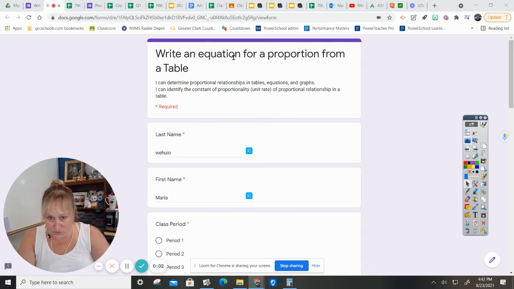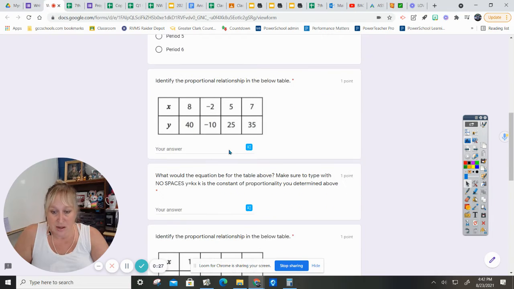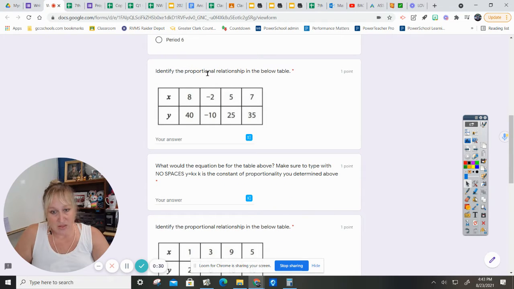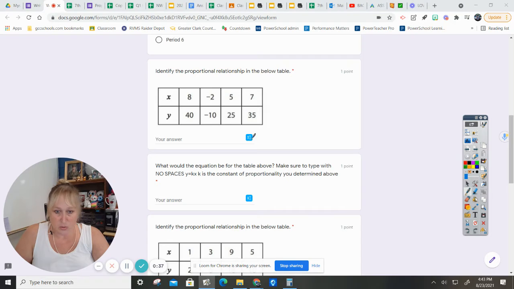All right, we are going to write an equation for a proportion from a table. Our main goals: I can determine a proportional relationship in tables, equations, and graphs. I can identify the constant of proportionality, unit rate-ish, of a proportional relationship in a table. Make sure that you have your class period and your first name. It tells me to identify the proportional relationship in the table below. So I kind of have to figure out how this is going to work.